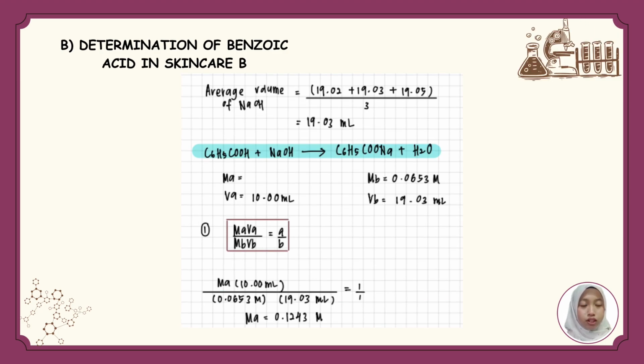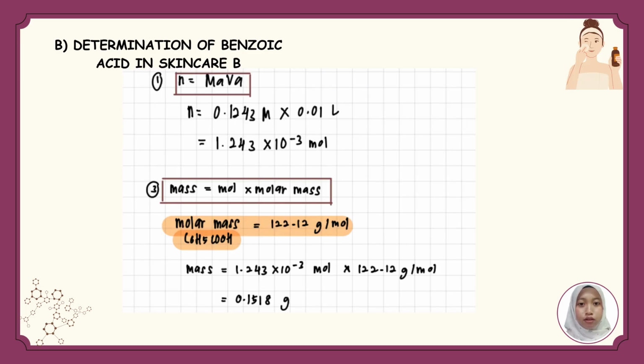For skincare B, we have to find the molarity of benzoic acid first. So we use the formula MAVA over MBVB, it is equal to a over b, and we get the molarity of benzoic acid which is 0.1243 molar. Next step, we find the moles of benzoic acid using MA multiplied by VA, and we get 1.243 multiplied by 10 power -3 mole. And next step, we use the formula mass equals mole multiplied by molar mass of benzoic acid to find the mass of benzoic acid, and we get 0.1518 grams of benzoic acid.